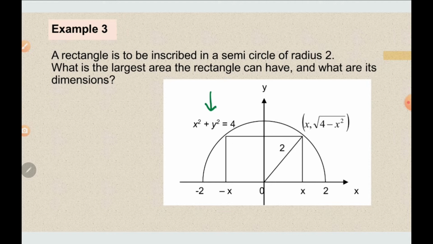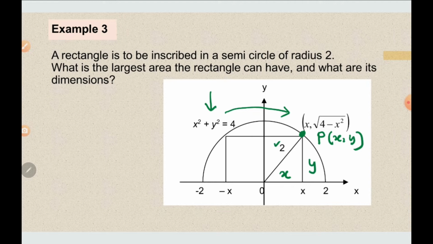So, I want you to consider the point here. Let the point here be P, the coordinate is (x, y). The length here is x and y is the height of the rectangle. If the coordinate here is P(x, y), what is the value for y here? Okay, y in terms of x can be written as square root of 4 minus x squared. The radius of the circle is 2.